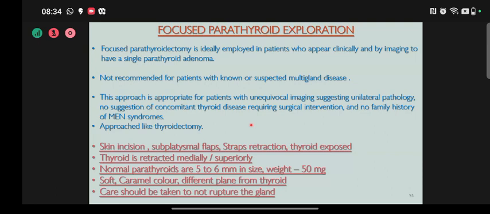There is a horizontal skin incision below the cricoid, subplatysmal flaps should be elevated and the strap muscles retracted. Exposure of the thyroid is done, and it should be retracted medially, and then we must look for the parathyroid gland which is suspicious. Normal parathyroid glands are 5 to 6 mm in size and the weight is 45 to 50 milligram. They are a soft caramel color, and care should be taken not to rupture the gland.